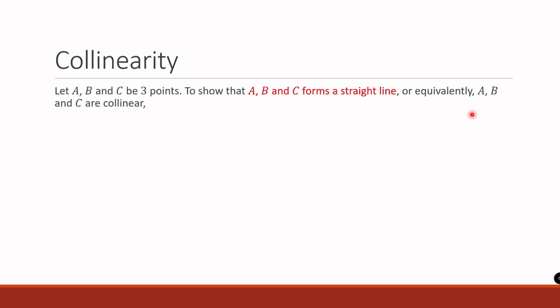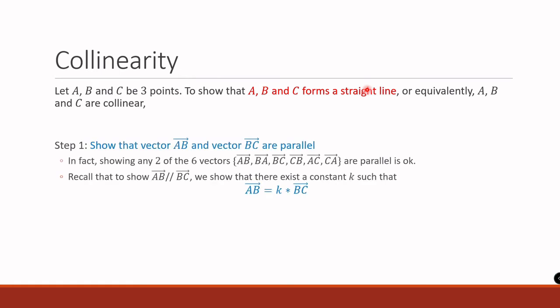Okay, so for collinear, when we say that 3 points are collinear, it means that they form a straight line. If I join them together, it's actually a straight line. So to show that 3 points form a straight line, usually there are 2 steps you need to do. First step is to show that in this example, vector AB must be parallel to BC.